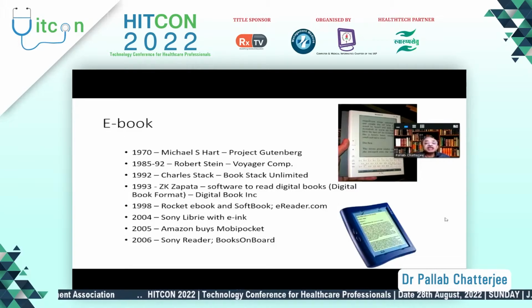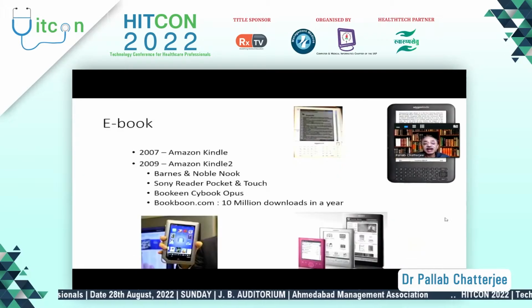The first ebook, Project Gutenberg, was started by Michael Hart way back in the 1970s. After that, a large number of ebooks have come into the market, and it has gradually gained momentum. In 2007, Amazon launched the Kindle. So Kindle was a game changer, and since then the Kindle has changed in various forms.